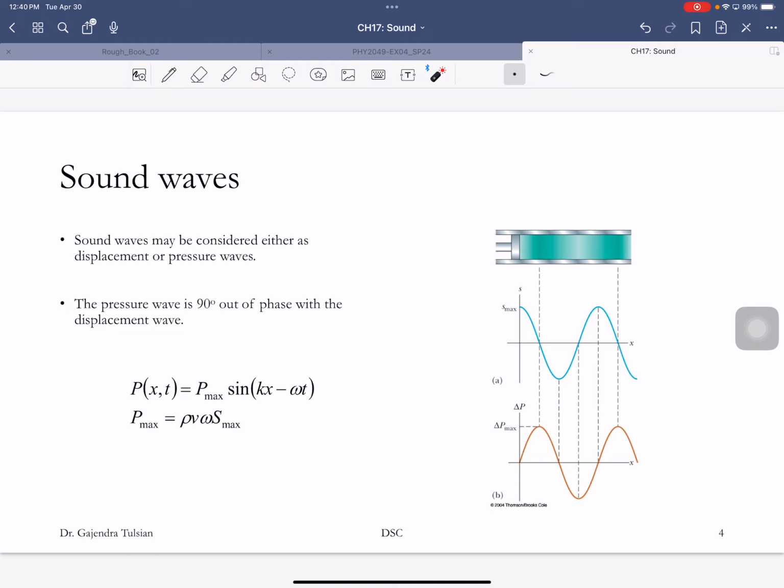So what this is showing is the displacement curve is 90 degrees phase shifted from the pressure curve. Okay? You can study this diagram later, but don't worry about it.